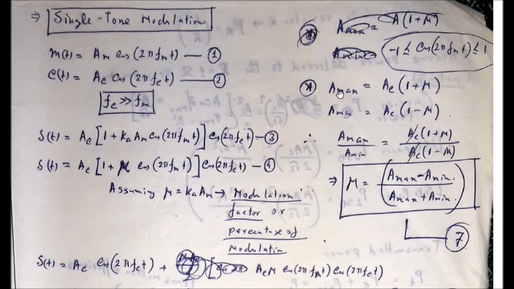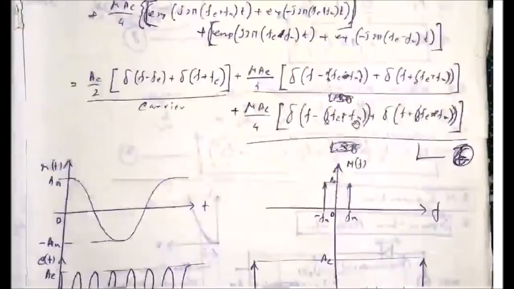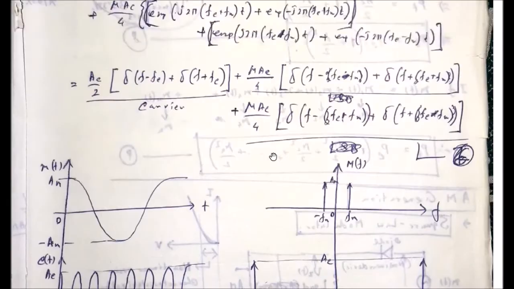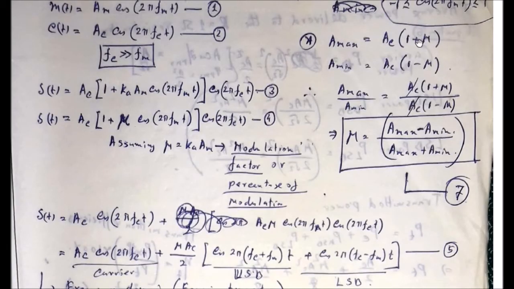Put that here. So A max should be equal to AC (1 plus mu), putting this cosinusoidal term as 1. Similarly, if you put the minimum value of this cosinusoidal function here, it will become AC (1 minus mu), and that will give the minimum value of the amplitude of the modulated waveform. Those are A max and A min, the maximum and minimum values of the modulated waveform. Now experimentally you can measure A max and A min. You have these two theoretical relationships.